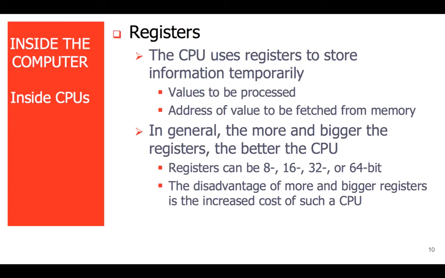Inside the CPU, there are what we call registers. The CPU uses registers to store information temporarily. Examples of this information are values to be processed and the address of a value to be fetched from memory. In general, the more and bigger the registers, the better the CPU. Registers can be 8, 16, 32, or 64-bit. The disadvantage of more and bigger registers is the increased cost of such a CPU.